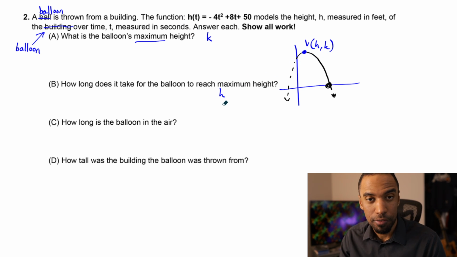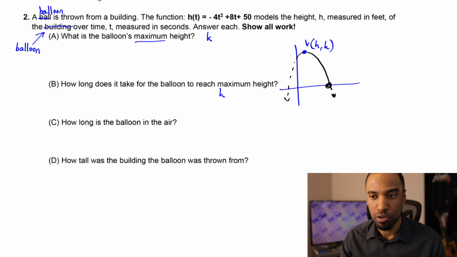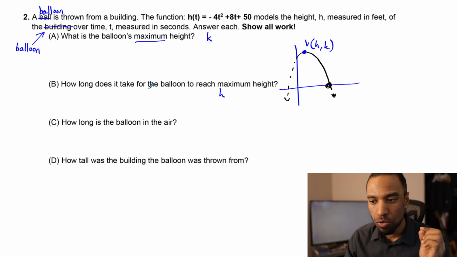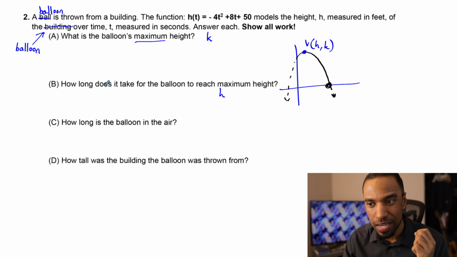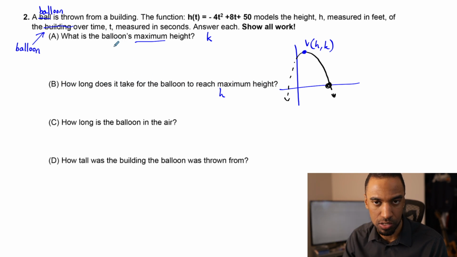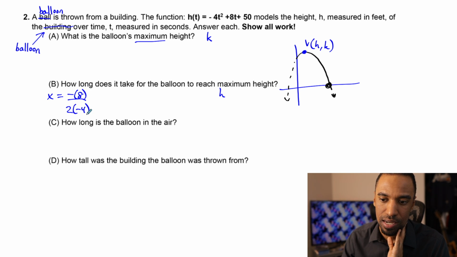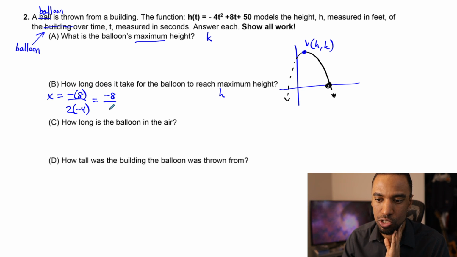I'm going to get the h part first of the vertex because that's achieved from that negative b over 2a thing, right? So, can I answer B first for you guys? Is that okay? How long does it take for the balloon to reach maximum height? Because when we get that answer, we're going to be able to get part A. So here we go. For your vertex, the x value of your vertex, or h, is at negative b over 2a. Negative 8 is here. 2 times negative 4 is negative 8, and that is a positive 1.